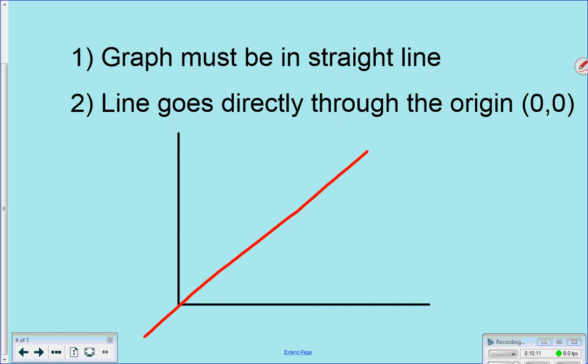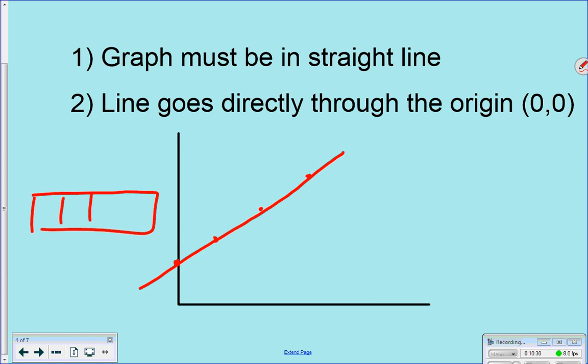Sometimes they might have you graph something. Let's say they give you a table like I had before, and your table starts like this. And then they ask, is this in proportion or not? No, it's not, because it doesn't go through 0, 0. Even though it's straight, it's not in proportion. And if they give you a table and tell you to graph it, you should be able to tell already if it's not in proportion, because if it doesn't reduce to the same thing, you'll know right away.